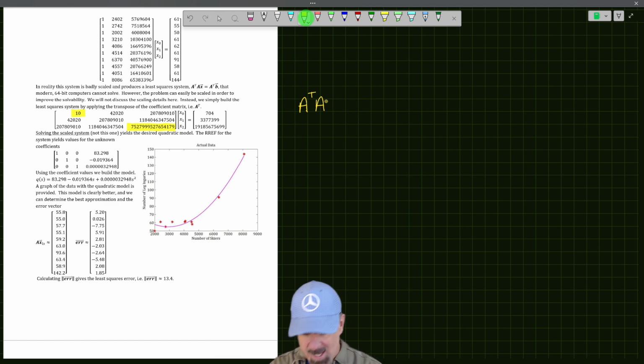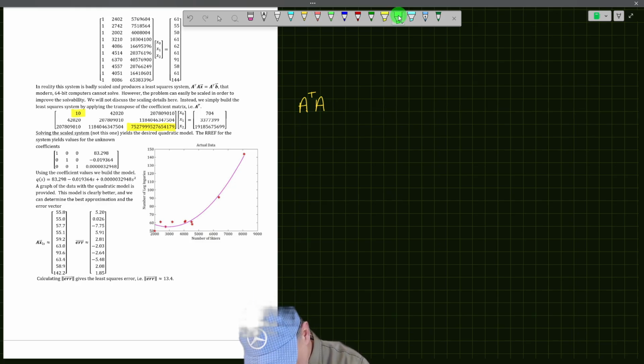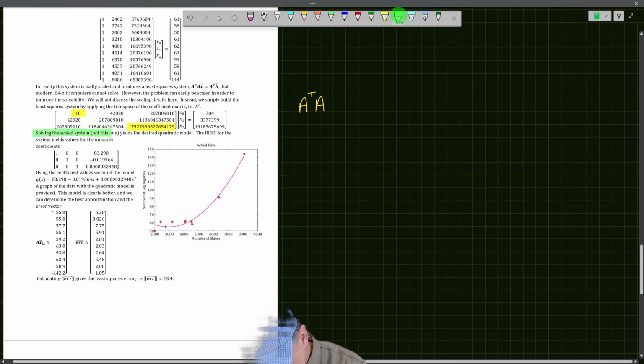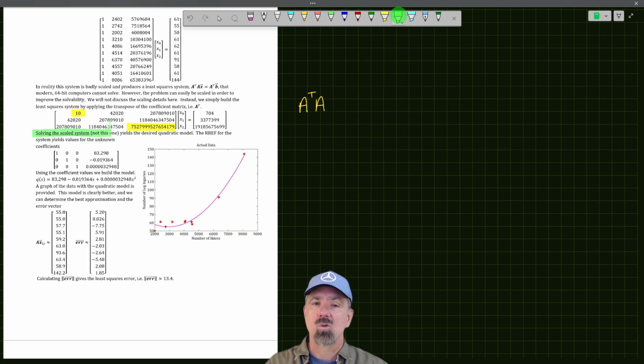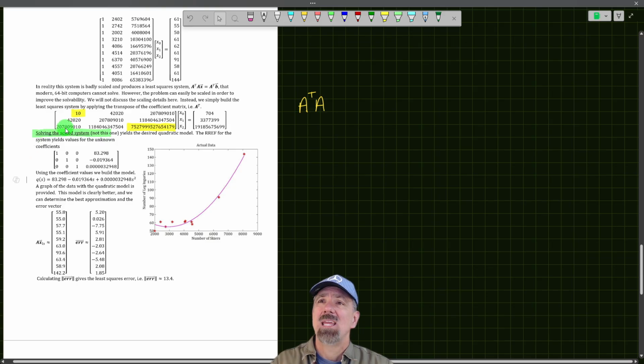So what we have to do then is actually scale the system. This happens regularly. Transforming problems from the actual set of data that we have into things that we can solve is an integral part of using applied mathematics to help us solve problems. So easy enough, right?